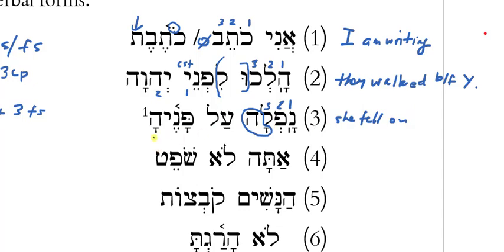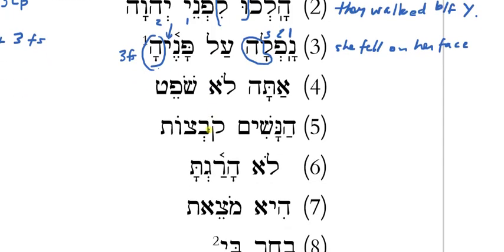And then paneha. Whose face? Yes, see that pronoun there? That's the 3fs pronoun, isn't it? So she fell on her face, not her faces. She fell on her face. So you see that yod makes it look like a plural noun, doesn't it? And it technically is, but it has a singular sense. Okay, all right.